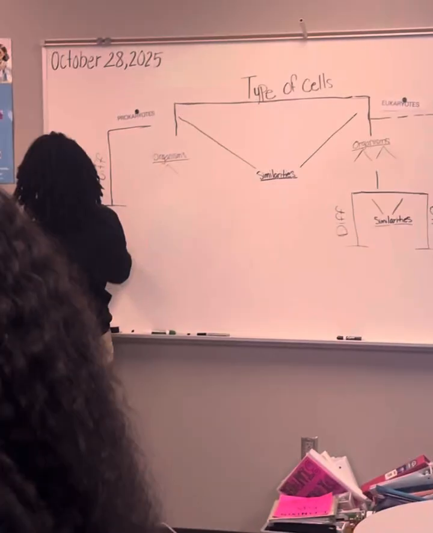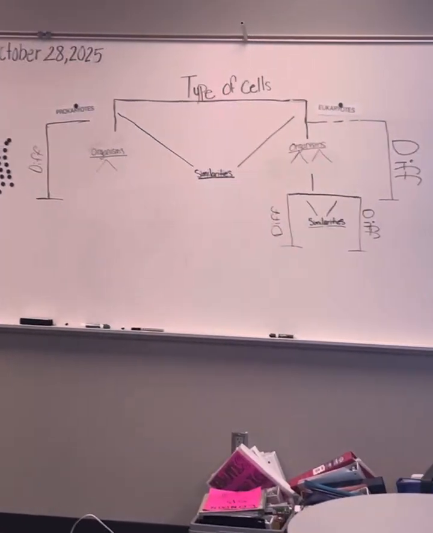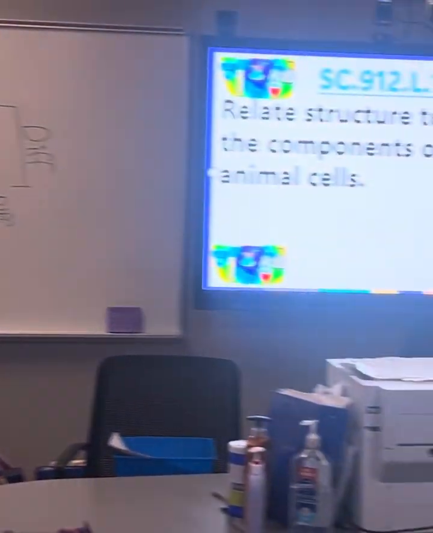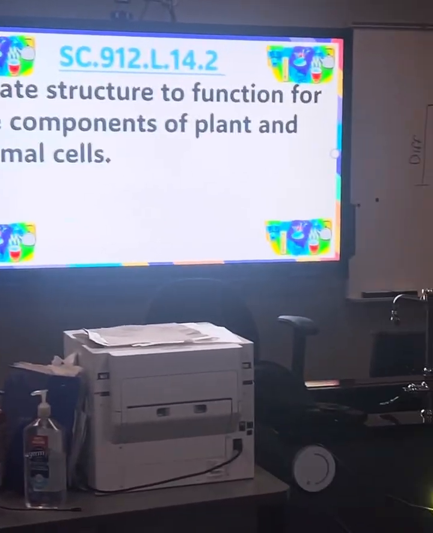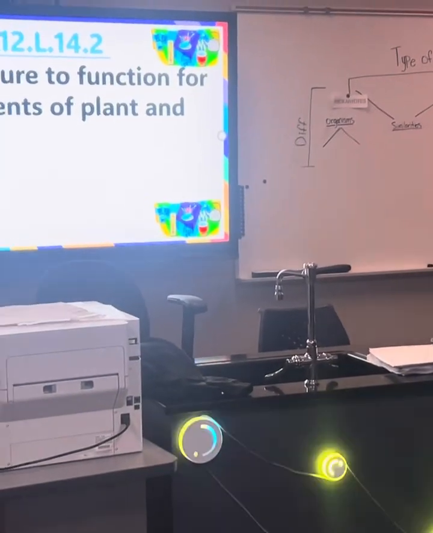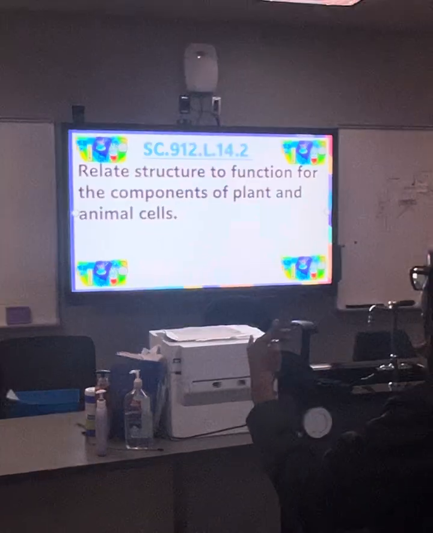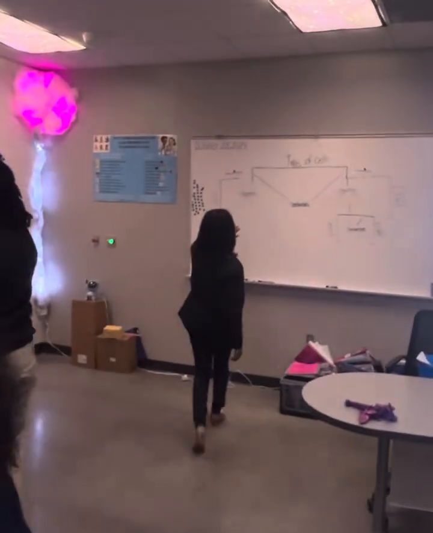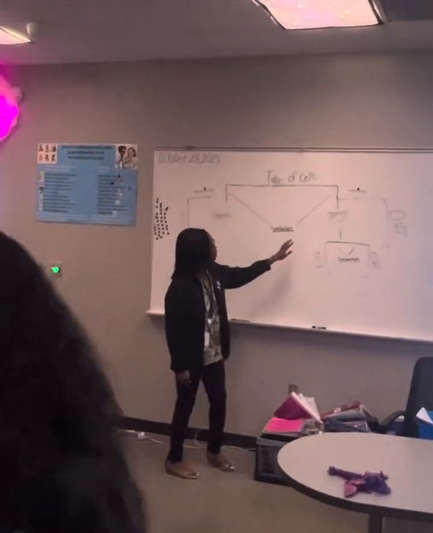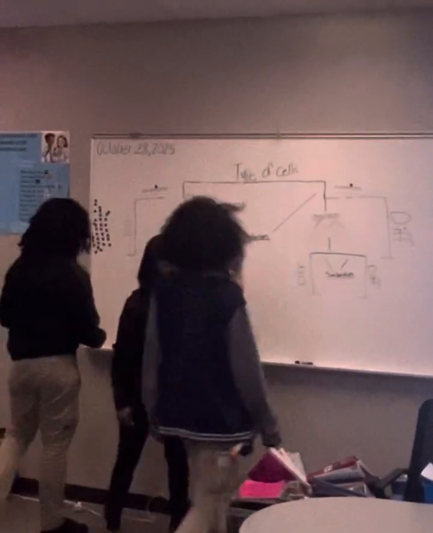All right, so team A got prokaryotes and eukaryotes, and team B also got prokaryotes and eukaryotes. Good job. You both got that right. All right, so now let's move on to the next tier, organisms, right? So what organisms would be considered prokaryotes and what organisms would be considered eukaryotes?